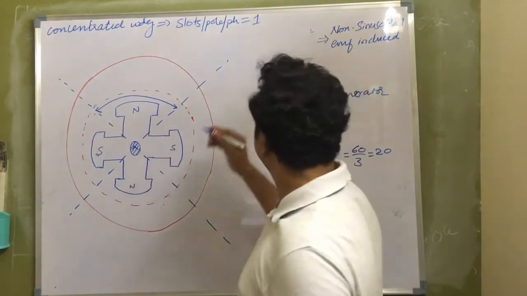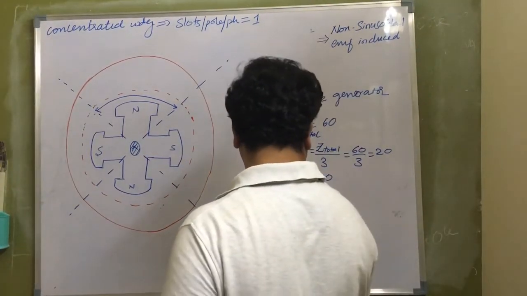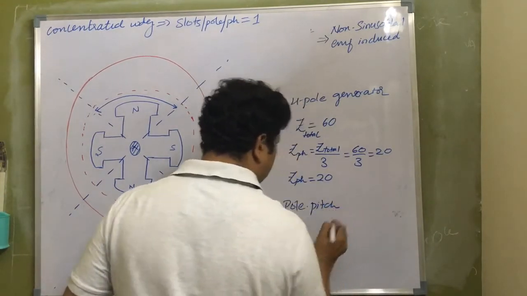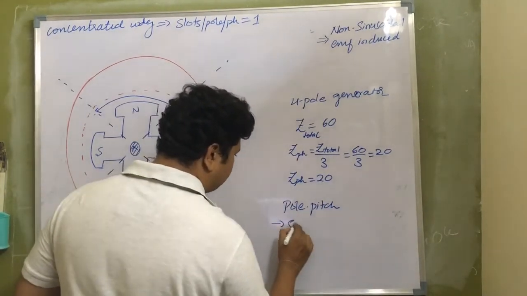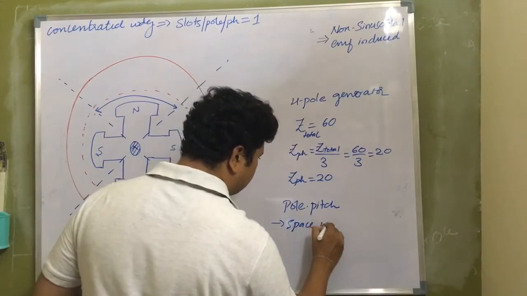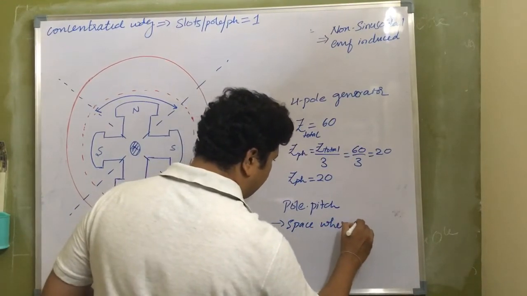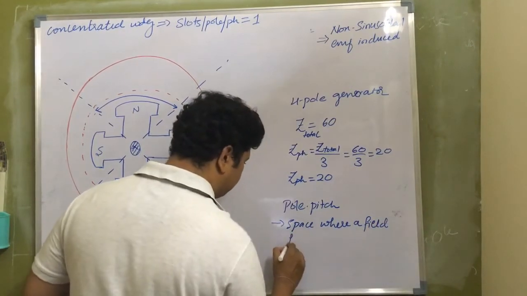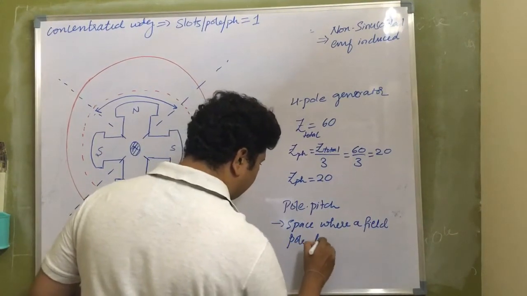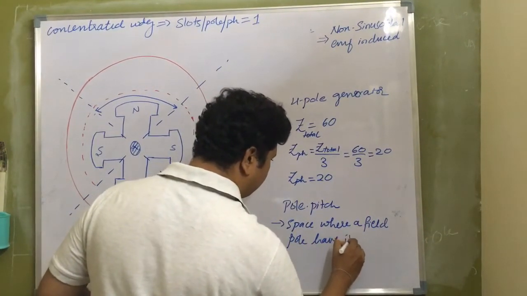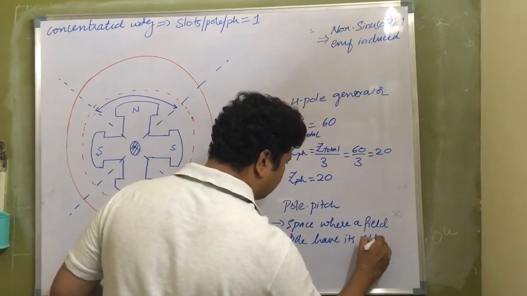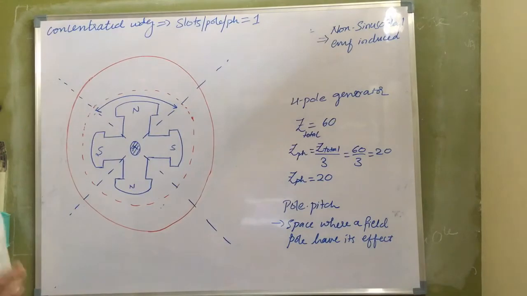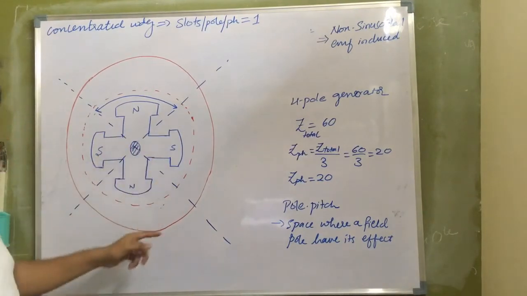Okay, so what is pole pitch? Pole pitch is the space where a field pole has its effect. And pole pitches are rotating because the rotor wheels are rotating.